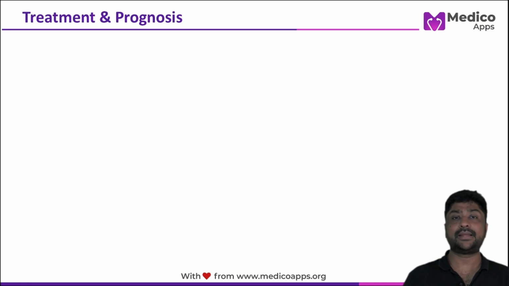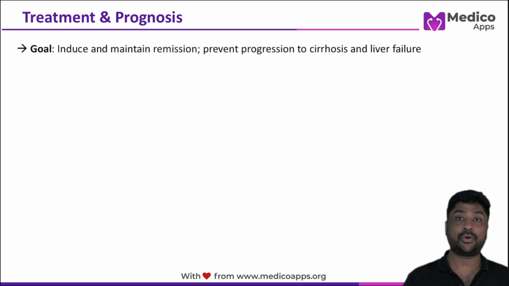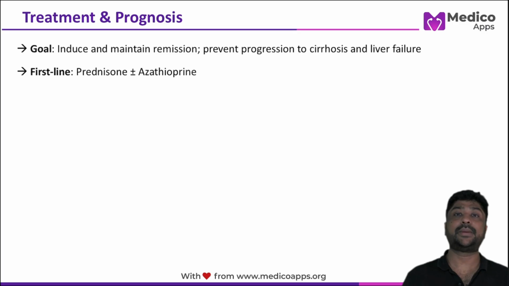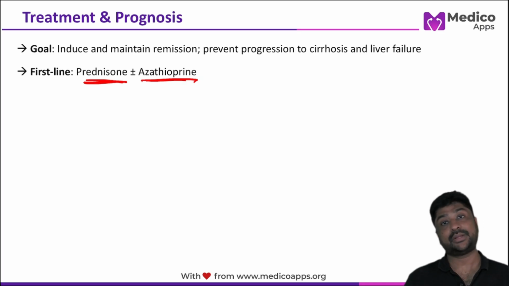Moving forward, let's now discuss the treatment and prognosis of autoimmune hepatitis. The main goal of treatment is to induce remission, maintain it, and most importantly, prevent progression to cirrhosis and liver failure. The first-line therapy is a combination of prednisone and azathioprine. These drugs help suppress the immune-mediated liver damage. This combination is a very important exam point.